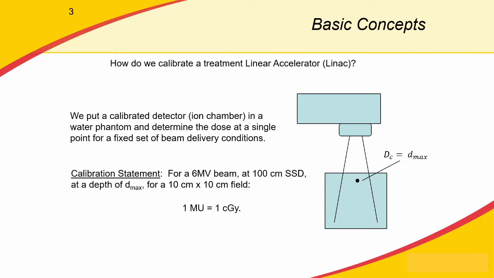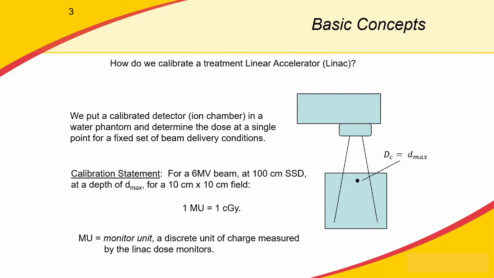So we would start with a calibration statement which defines our entire calibration setup. For instance, for a 6 MV X-ray beam with the phantom set at a distance of 100 centimeters from the source at a depth where the dose is at a maximum within the phantom, and for a 10 by 10 cm field, what we would do is adjust the output of the LINAC for those conditions such that one monitor unit delivered by the LINAC is equal to 1 centiGray recorded by the ionization chamber.